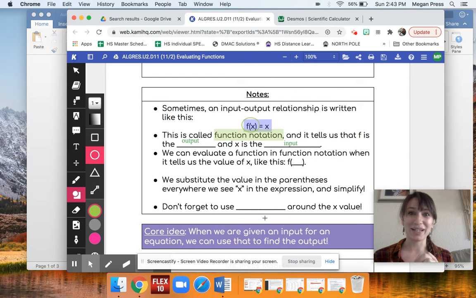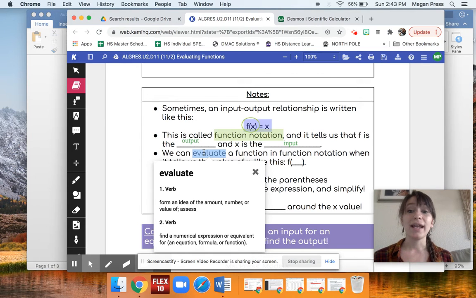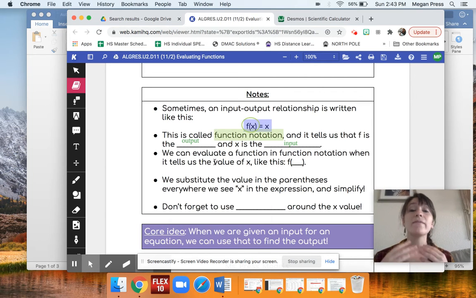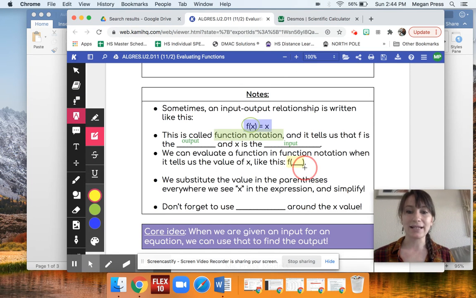Okay, here's the exciting part. This is like a puzzle. We can evaluate a function, which we've done before, evaluate. I'm going to use the dictionary tool to look that up. We can evaluate a function in function notation when an evaluate says, find a numerical expression. Very helpful. Thank you, dictionary. We can find a numerical expression or find a number in function notation when it tells us the value of x, like this, f of a number. So whatever number is in this neat little bubble basically tells us what our x is.